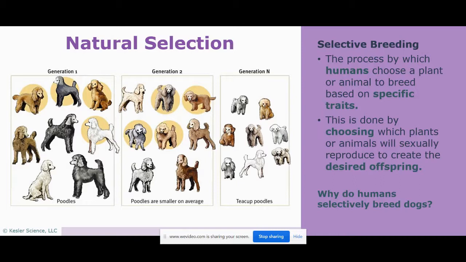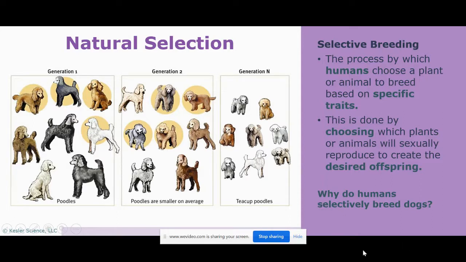Now, the flip side to natural selection is artificial selection or selective breeding. This is a process by which humans choose a trait that we like and we breed that animal or that plant to give us that specific trait. So in this picture, we have a bunch of dogs. We mate dogs based on the characteristics we like. Here we have generation 1, different types of poodles, different fur colors, but they're all larger dogs. In generation 2, when I bred a larger dog with a smaller dog, I got some smaller dogs. If I keep breeding the dogs to be smaller and smaller, I can get to teacup poodles.